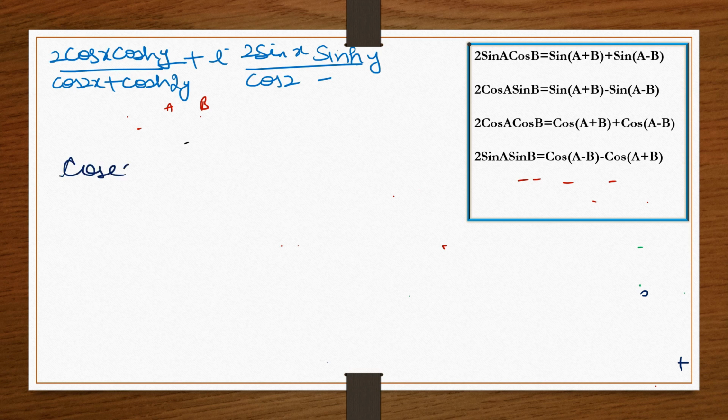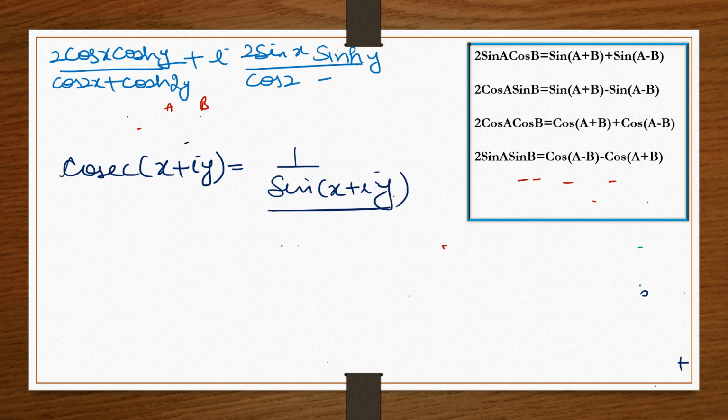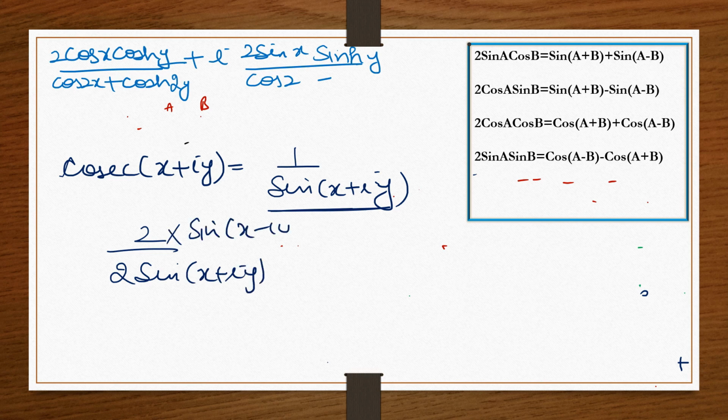So now if you have this cosecant x plus iota y, how will we separate the real and imaginary part? This will be 1 by sine x plus iota y. Now because we have sine x plus iota y, you can convert it into the form 2 sine a sine b. So what we'll do, 2 over 2 sine x plus iota y, and then multiply and divide with sine x minus iota y. Okay.